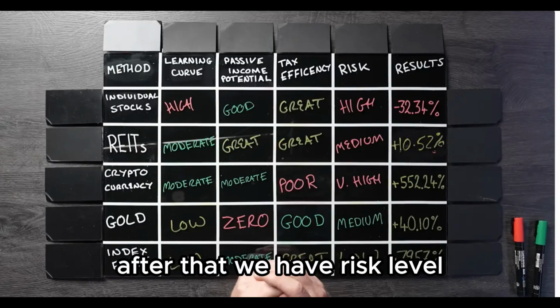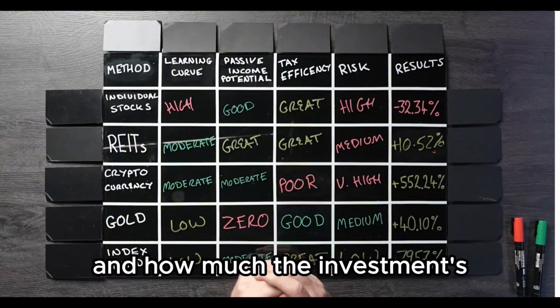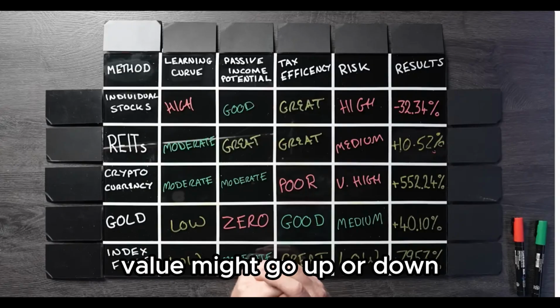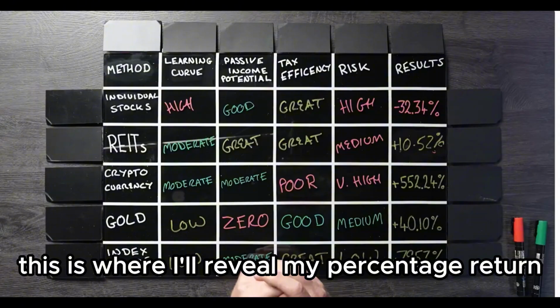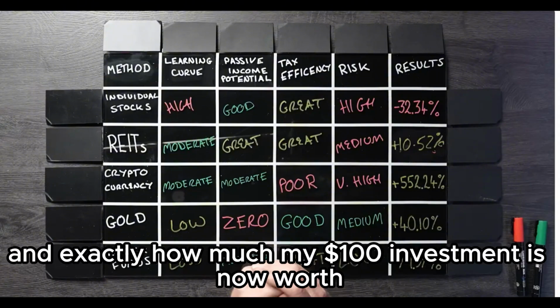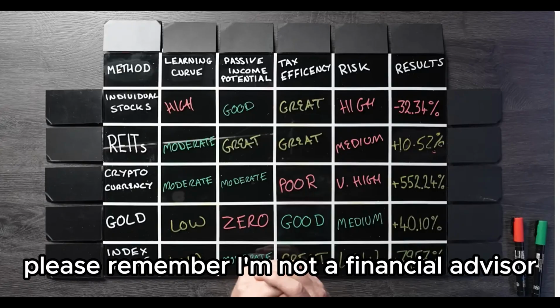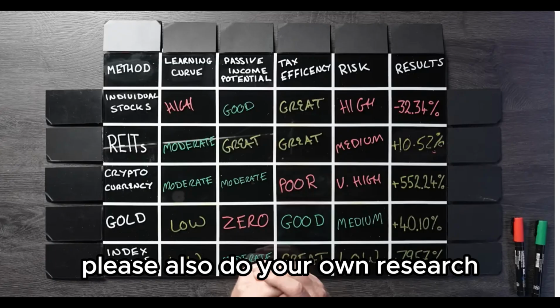After that, we have risk level, which is about how likely you are to lose money and how much the investment's value might go up or down. And finally, we're looking at the results. This is where I'll reveal my percentage return over the last 4 years and exactly how much my $100 investment is now worth. Before we jump in, please remember, I'm not a financial advisor. I'm just sharing my own results and strategies that have worked for me over the years. Please also do your own research.